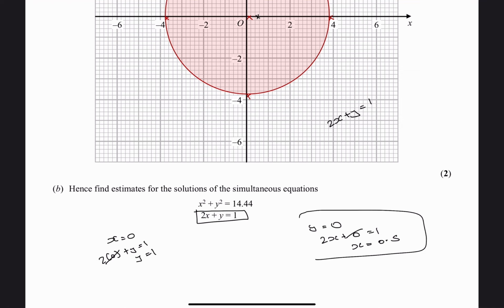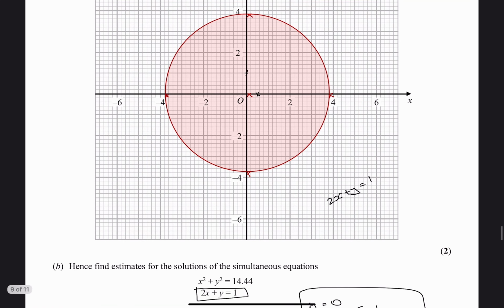However, this is giving a 0.5, so a bit tricky to do this. So I'm gonna say another number for y. Okay, let's just say y is 3. If y is 3, 2x plus 3 equals 1. 2x is 1 take away 3, which is minus 2. X is minus 1. So x is minus 1, y is 3. X is minus 1 and y is 3 here.